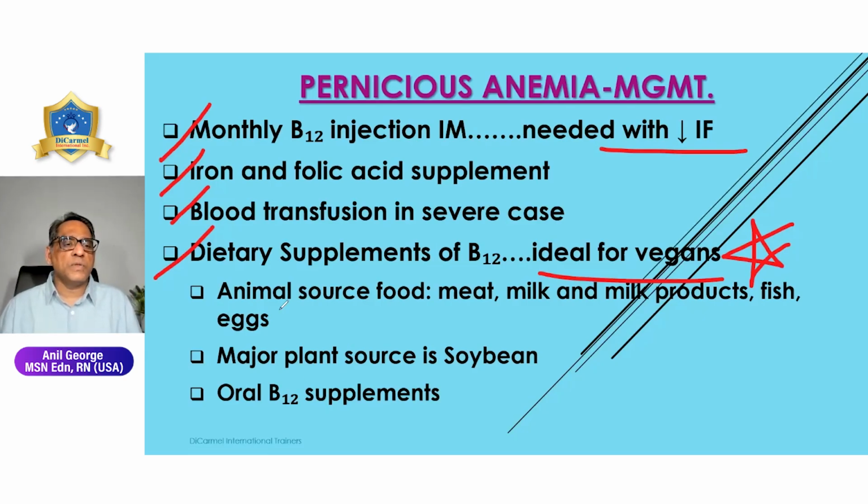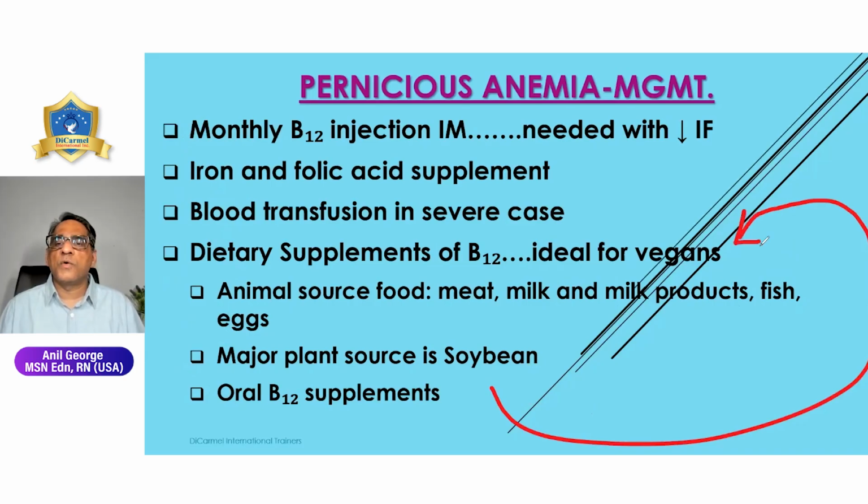Again, animal source foods are the ideal source: meat, milk products, fish, etc. And the major plant source is soybean. So that would be a good source for vegans probably. And also, these supplements are available in oral form, just like other vitamin tablets. That could also be a good option for vegans or those who have a lack of intake.